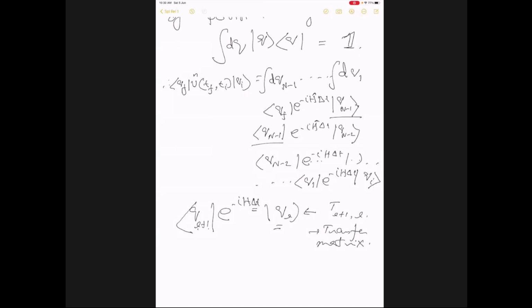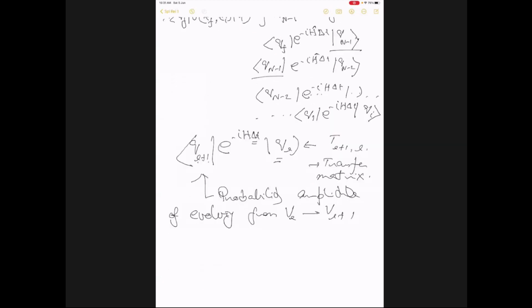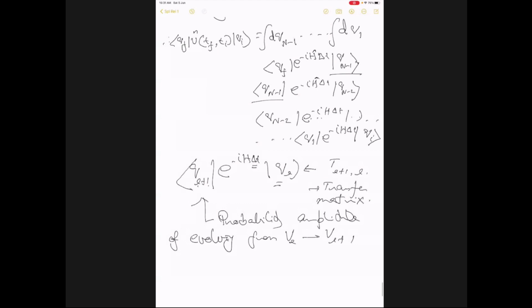So this is basically the probability amplitude of evolving from Ql to Q(l+1). So now we have the expression for this thing, which tells us about this probability amplitude that we want to go from here to here.